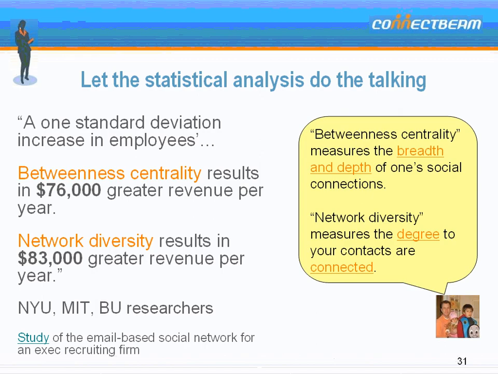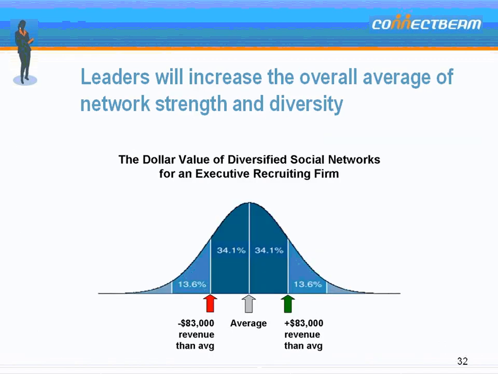Network diversity measures the degree to which your contacts are connected. In other words, if I know person A and I know person B, how well do person A and B interact with one another? The more diverse your set of contacts inside an organization, the more non-redundant information you get, which helps give you new information, new perspective, new ideas. And the results here, as you see, are that when people are better connected and have more diverse networks, they tend to be higher producers.